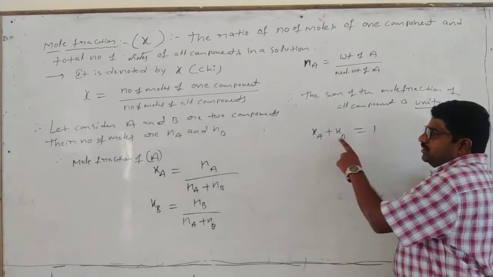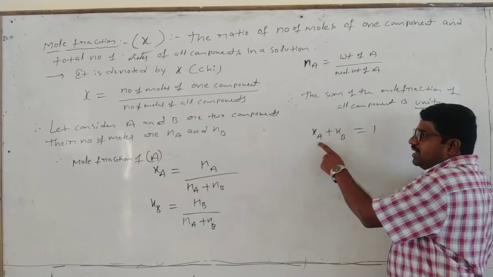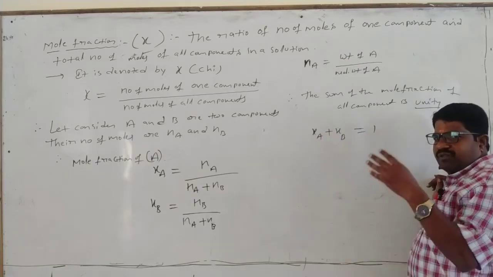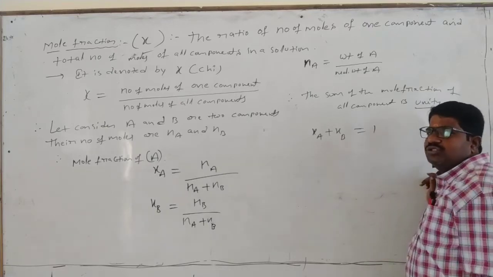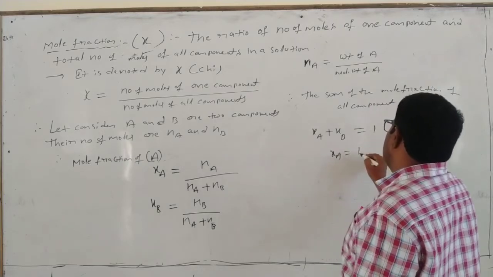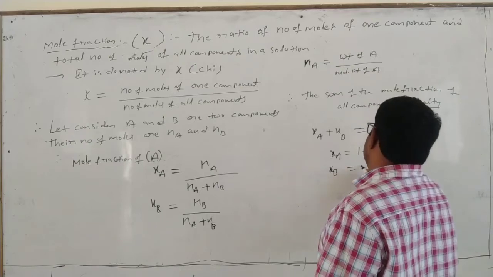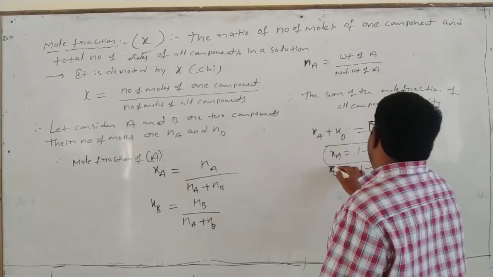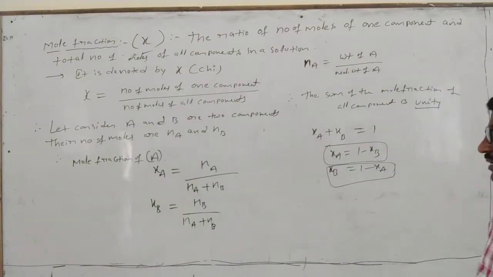The sum of the mole fractions of A and B is one. If there are three components, the sum of the three mole fractions is equal to 1, that is, unity. From this, Xa can be written as 1 minus Xb, and Xb can be written as 1 minus Xa. So these are the two formulas. If you know the mole fraction of one component, you can automatically calculate the other one.